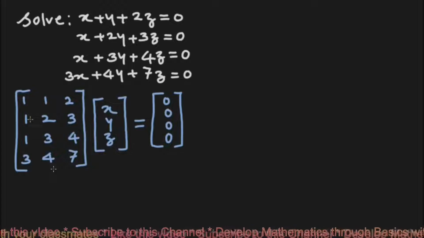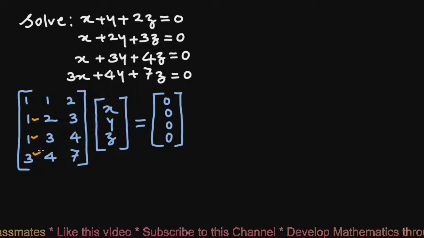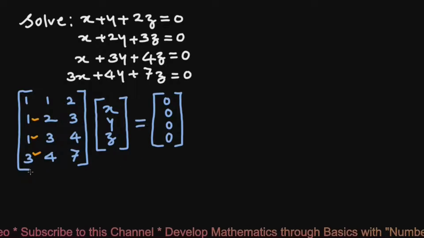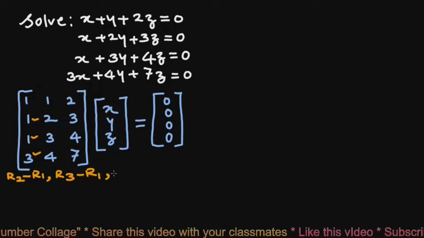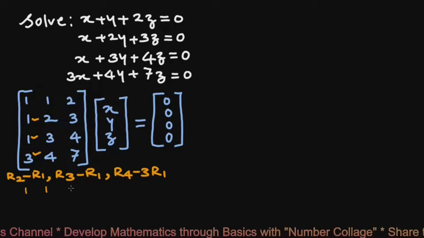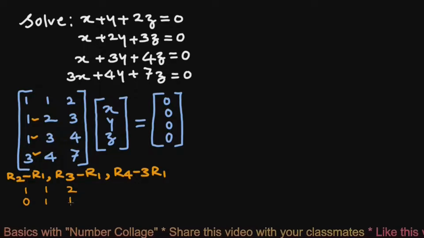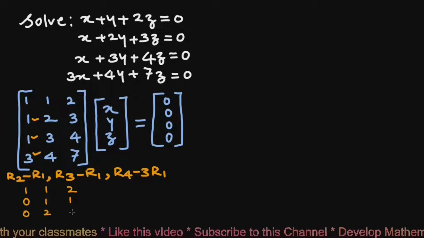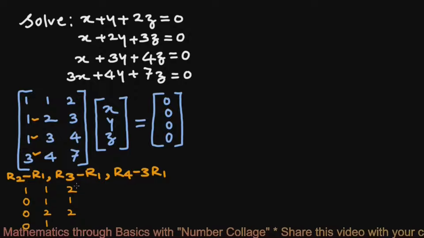Now let's convert this coefficient matrix into row echelon form. To make 1, 1 and 3 zeros, we will perform row transformations R2 minus R1, R3 minus R1 and R4 minus 3R1. So it will be 1 1 2, 1 minus 1 0, 2 minus 1 1, 3 minus 2 1, 1 minus 1 0, 3 minus 1 2, 4 minus 2 2, 3 minus 3 0, 4 minus 3 1, 7 minus 6 1.